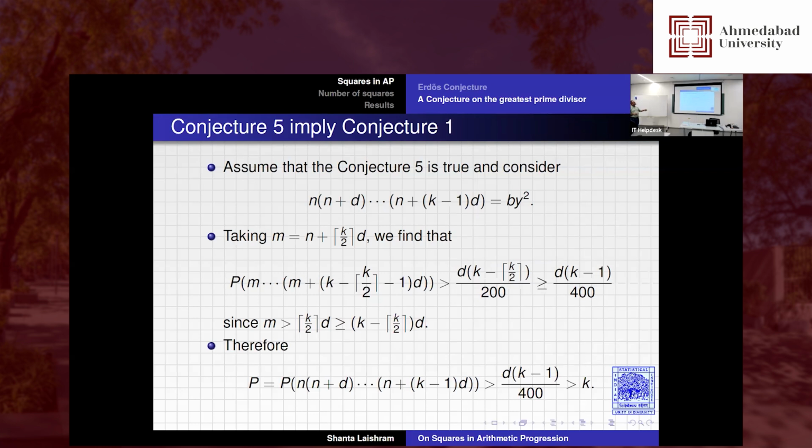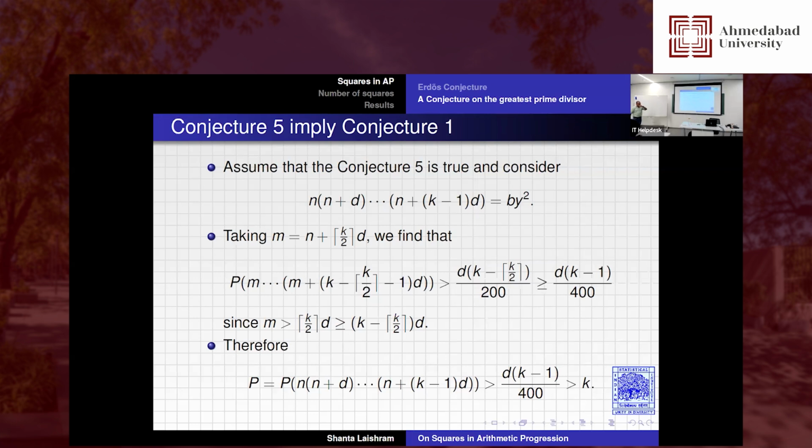Suppose conjecture 5 is true, and you're looking at this equation. Now take m to be n plus k by 2d. Then that means you start somewhere in the middle, after the second half. Then you have the k minus k by 2d consecutive terms of the arithmetic progression starting at m bigger than k by 2d. So by the conjecture, the largest prime factor of this number is bigger than dk minus 1 by 400.